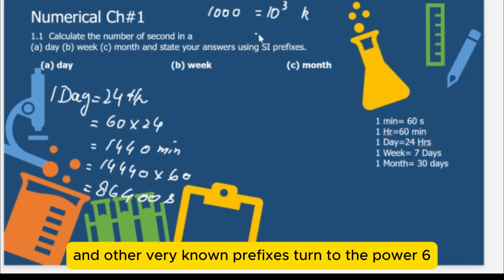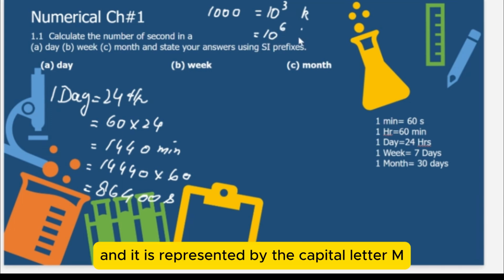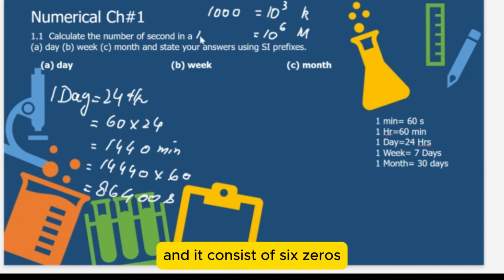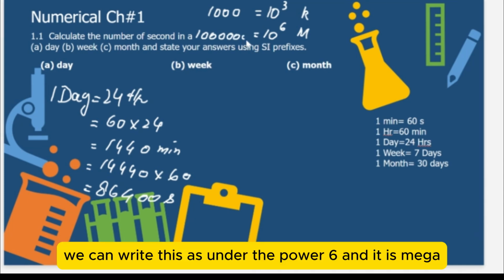Another well-known prefix is 10 to the power 6, which is mega, and it is represented by the capital letter M. It consists of 6 zeros, that is 10 lakh. So in place of 6 zeros, we can write this as 10 to the power 6, and it is mega.